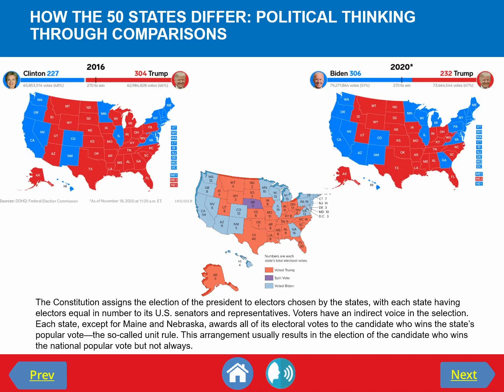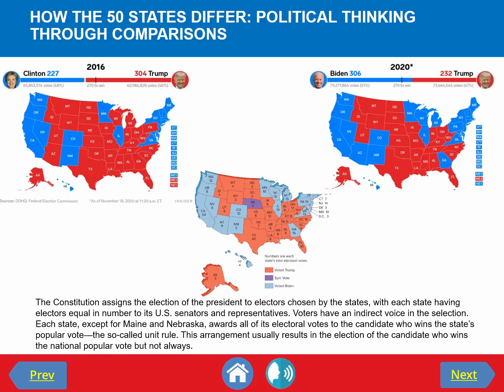The Constitution assigns the election of the president to electors chosen by the states, with each state having electors equal in number to its U.S. senators and representatives. Voters have an indirect voice in the selection. Each state, except for Maine and Nebraska, awards all of its electoral votes to the candidate who wins the state's popular vote, the so-called unit rule.